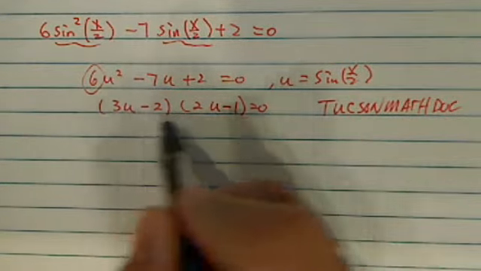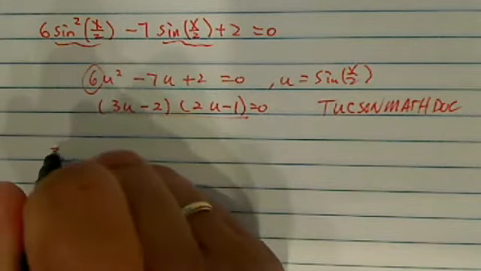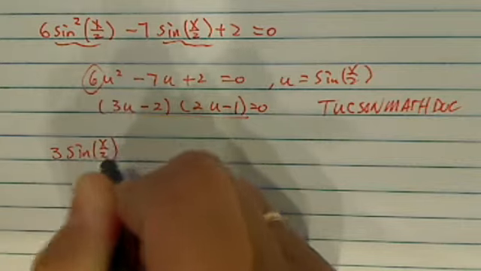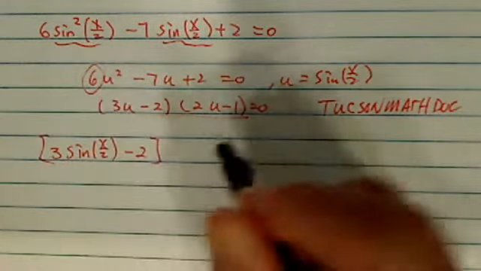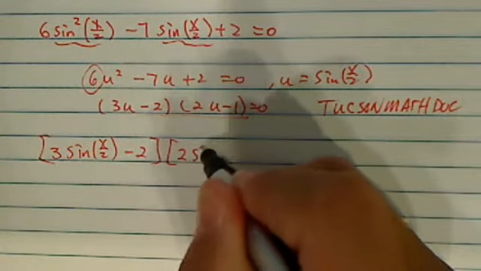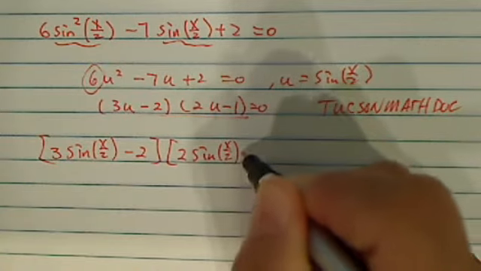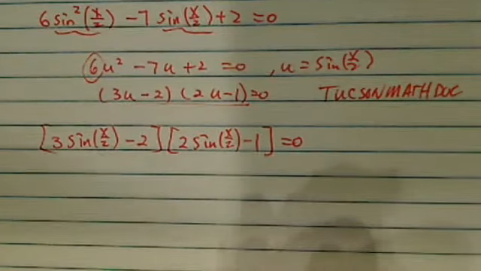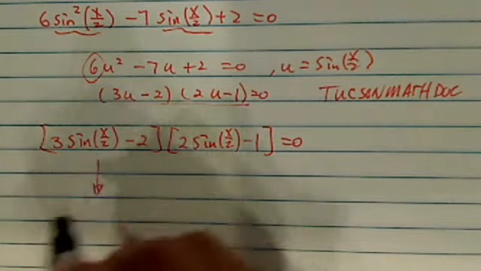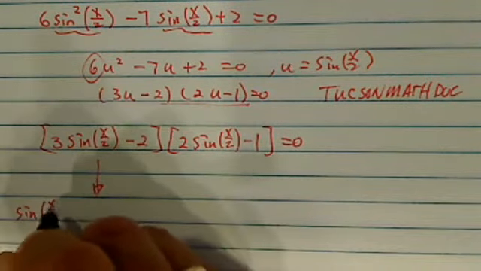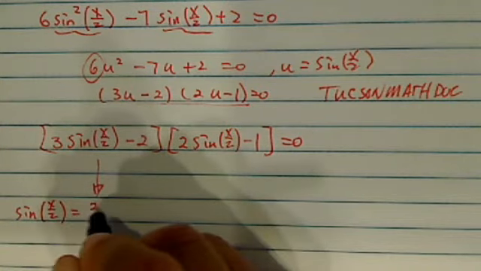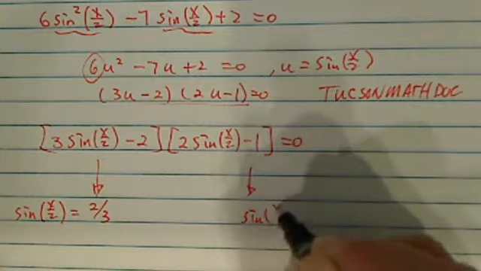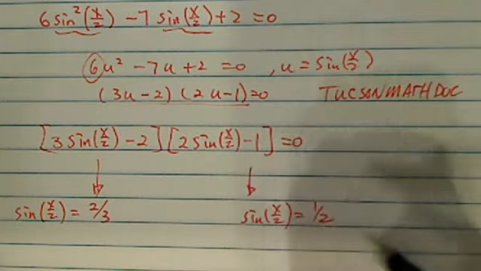Alright, let's assume you got it over here, and let's put our u back. So you have 3 times sine of x over 2, the whole thing minus 2, and then 2 sine of x over 2 minus 1, this whole thing equal to 0. Then we're going to solve each one separately. This chunk gives you sine of x over 2 equals 2/3, and this chunk gives you sine of x over 2 equals 1/2.